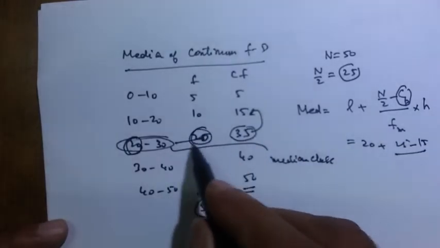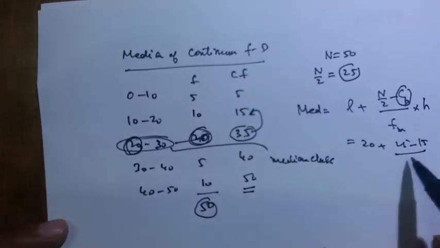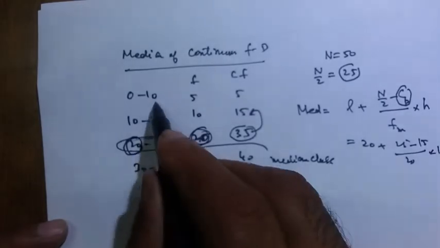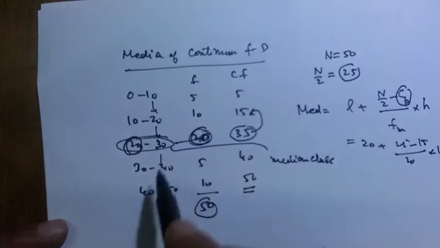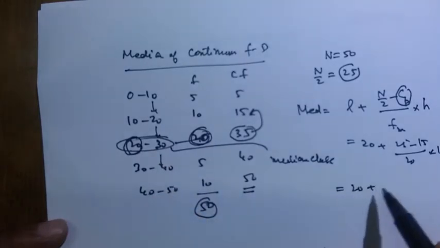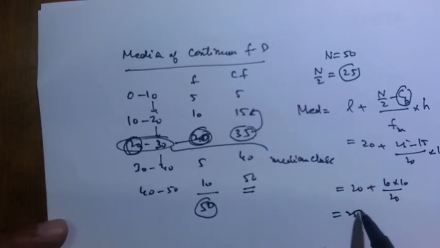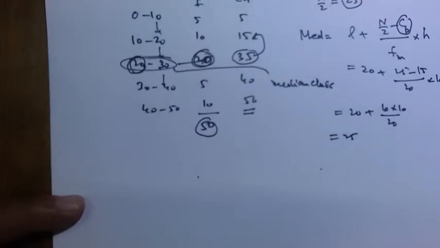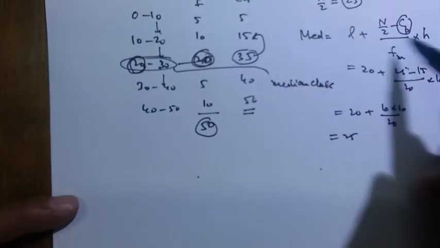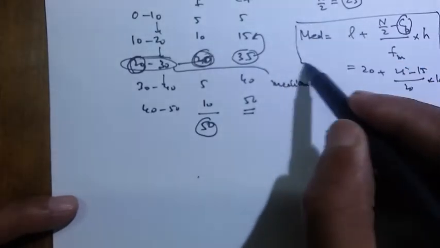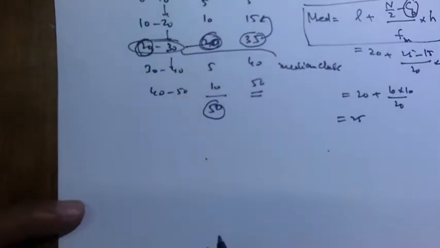Divide by 20 here. This is the frequency of the median class. And multiply by h. h is the class interval. Class interval is 10 here. So 20 plus 10 into 10 divided by 20 is equal to 25. So how do we find the median of grouped data? We use this formula. This is the one.